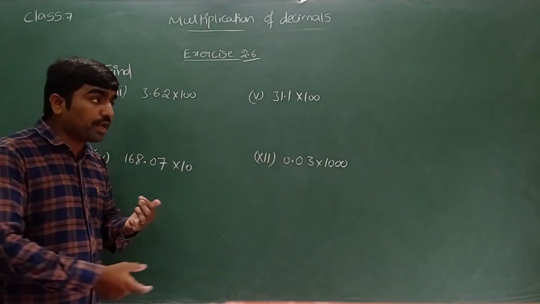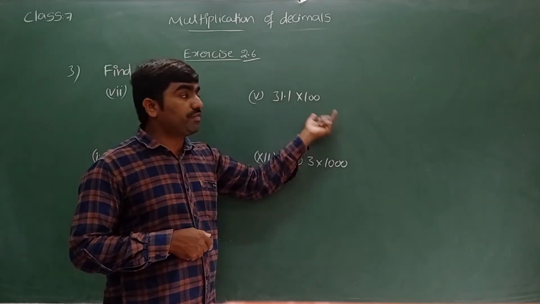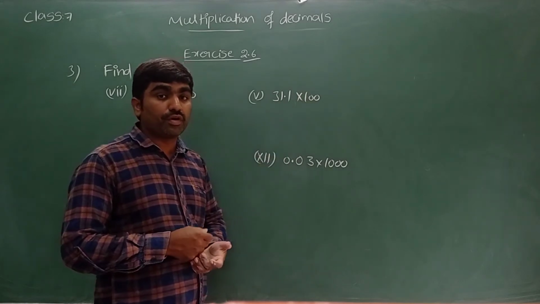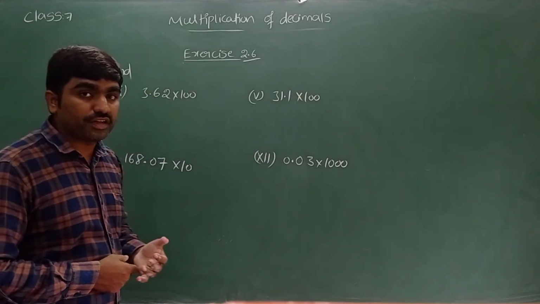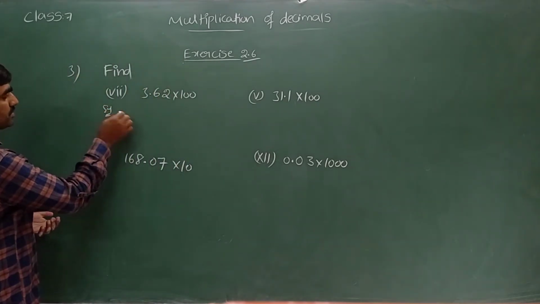Yes, when we are multiplying a decimal with a positive integral power of 10, what is the concept? We can write the answer without multiplication. See what the logic is. How can we write the answer?